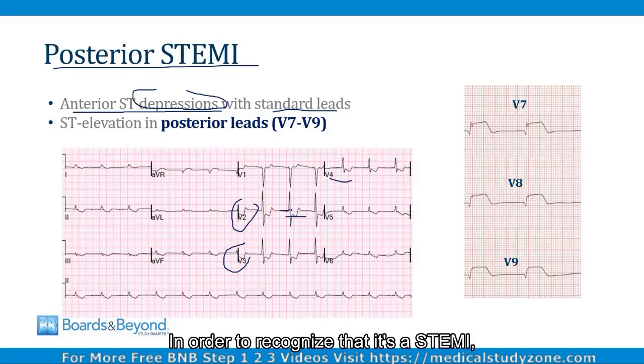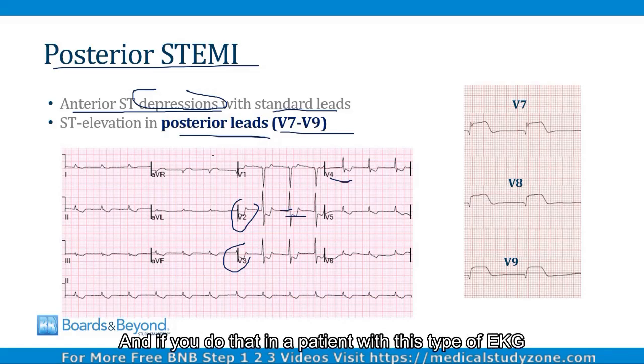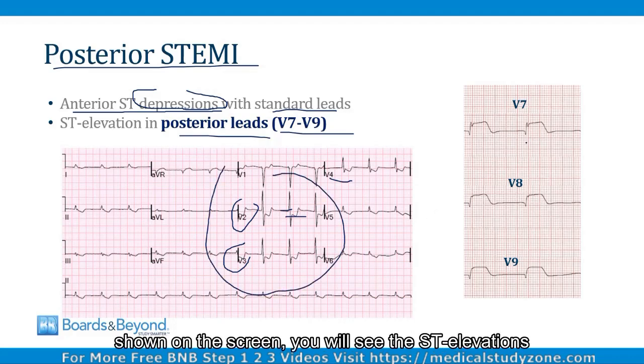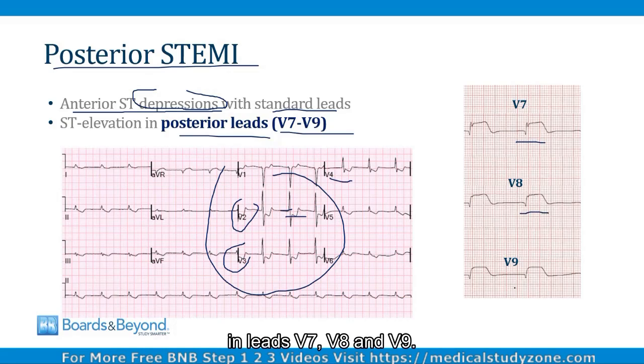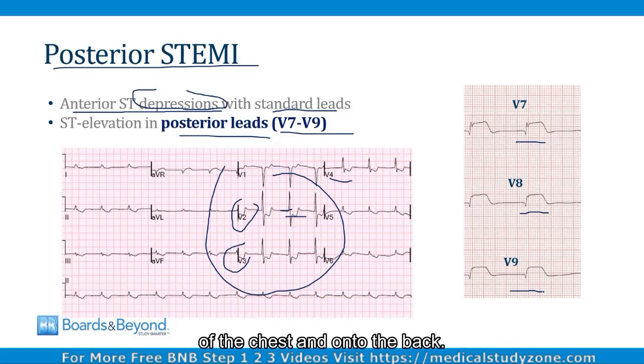In order to recognize that it's a STEMI, what you have to do is place posterior leads. These are leads V7 through V9. They're not standard EKG leads. And if you do that in a patient with this type of EKG shown on the screen, you will see the ST elevations in leads V7, V8, and V9. Basically, these leads are placed around the side of the chest and onto the back.